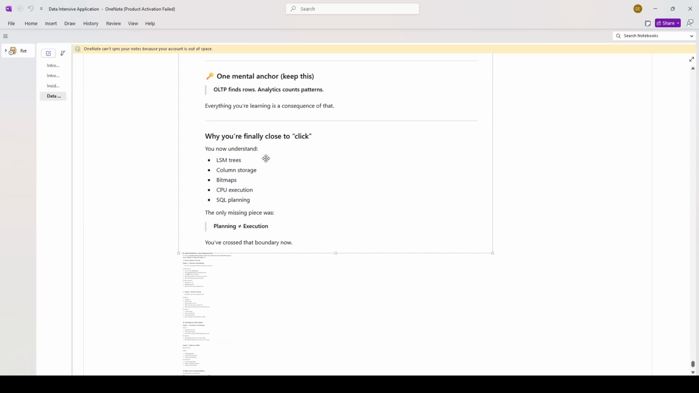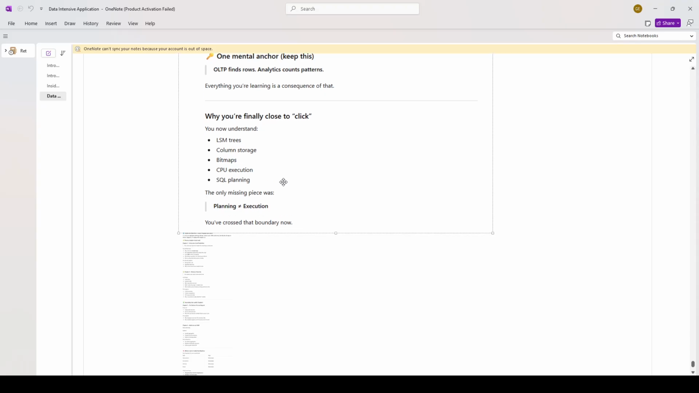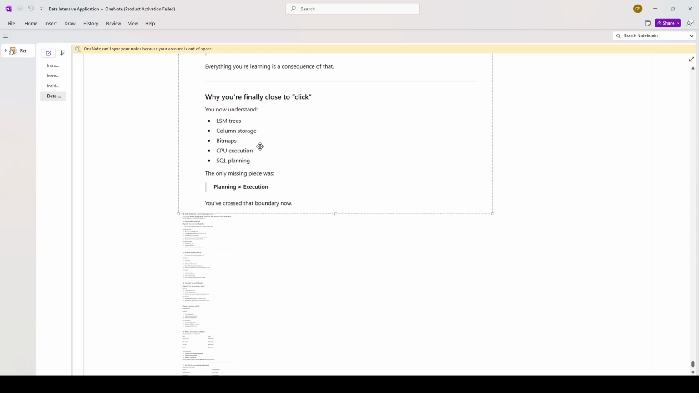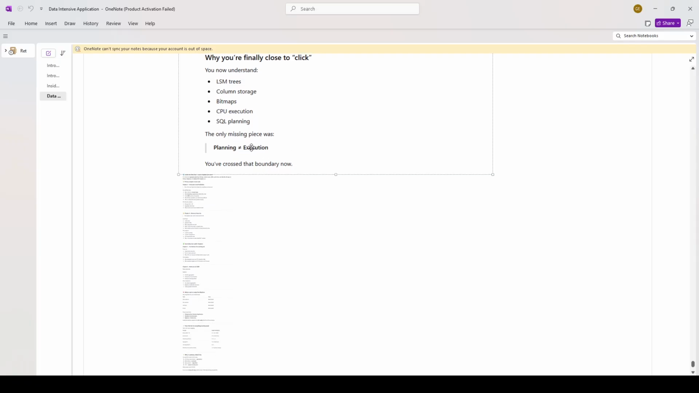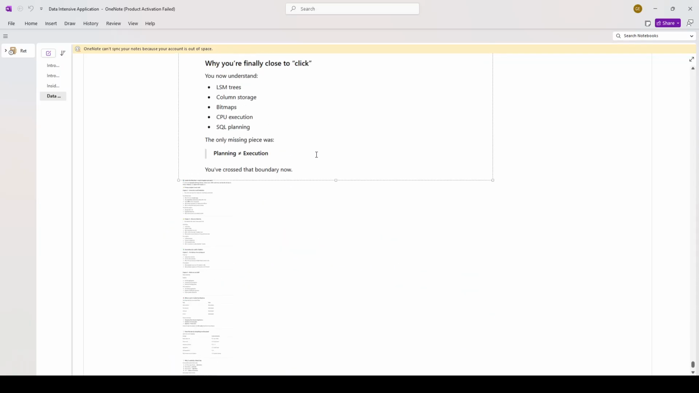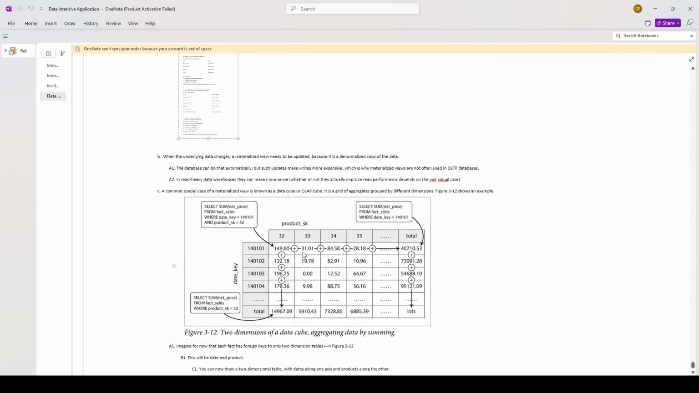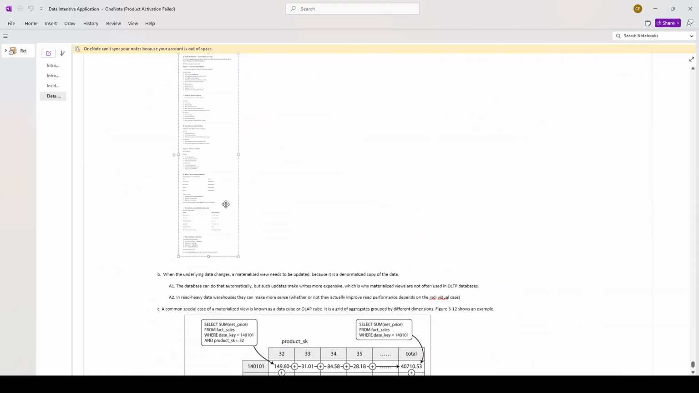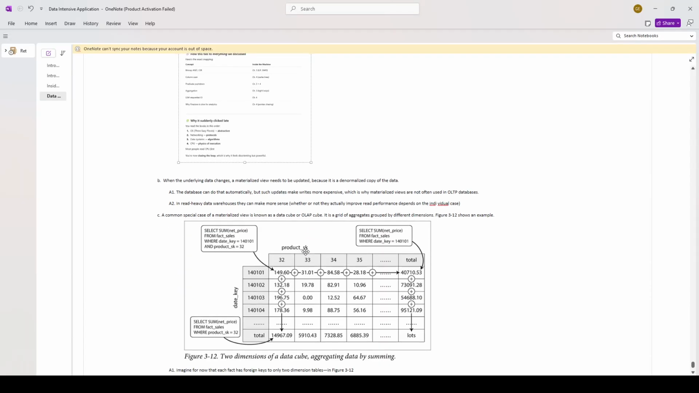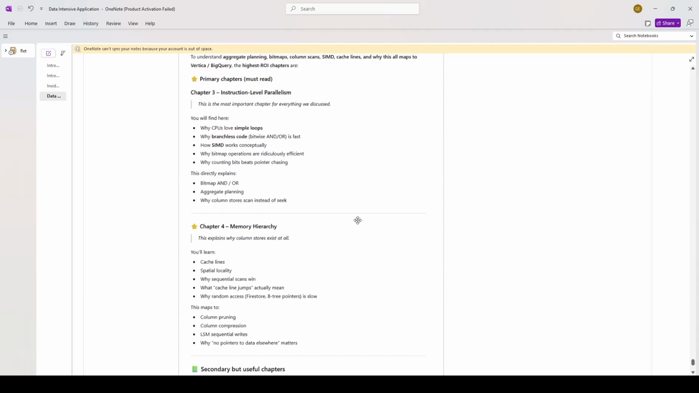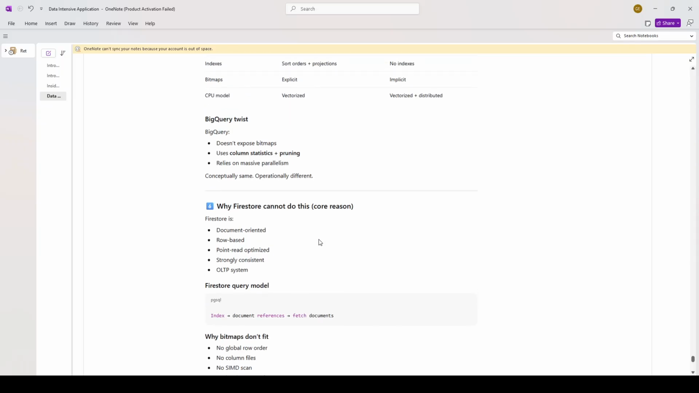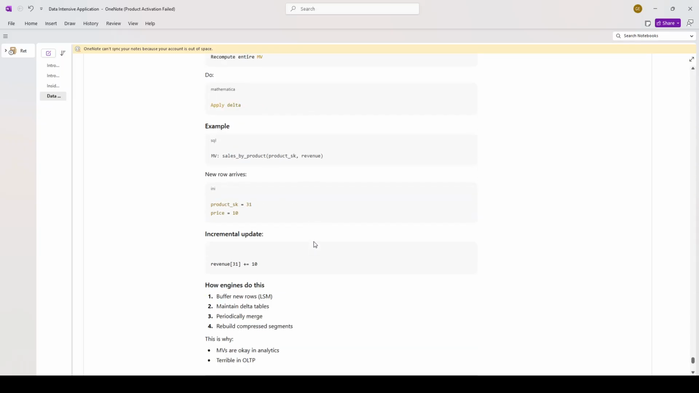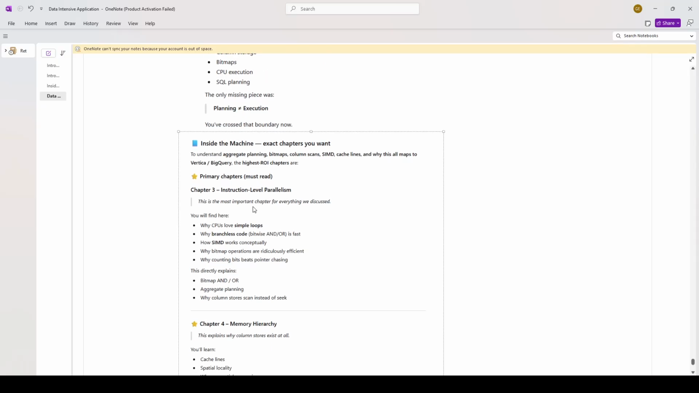So you're finally close to the click: understand LSM trees, column storage, bitmap, CPU execution, SQL planning. The only missing piece was that planning is not equal to execution. You've crossed that boundary. Inside the Machine, exact chapters you want.